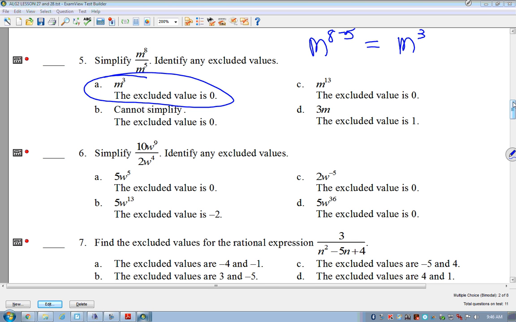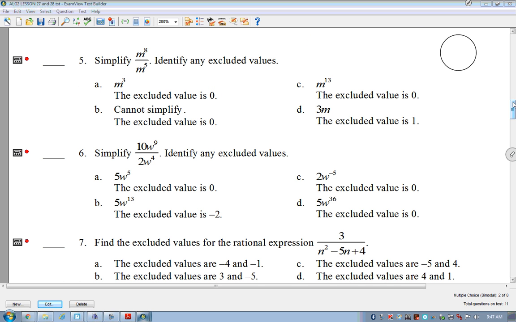Even if I plug in 0, I've got 0 to the 8th over 0 to the 5th. That's 0 over 0. Go ahead and try this in your calculator real quick. What's 0 divided by 0? You'll still get an error. It doesn't matter that you're dividing 0 by 0. You cannot divide by 0 no matter what it is. You will always get an error. It is always going to be excluded. Does that make sense?